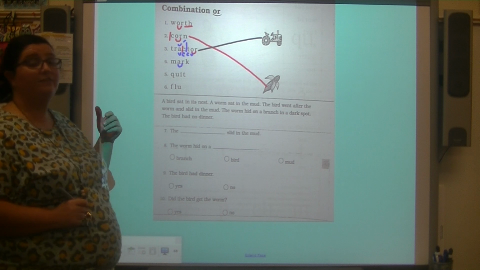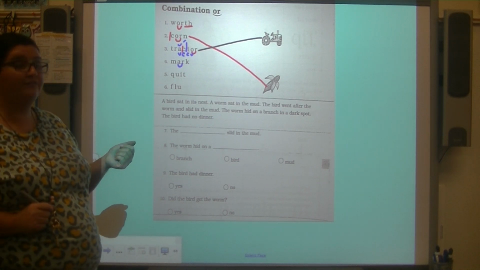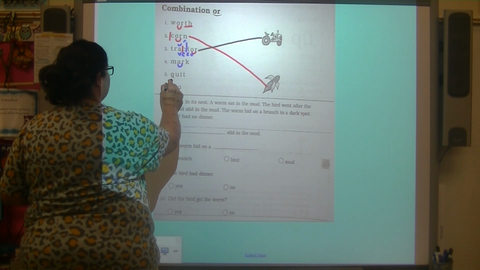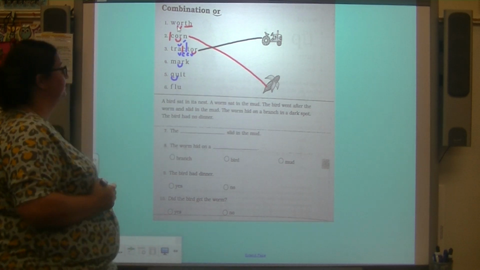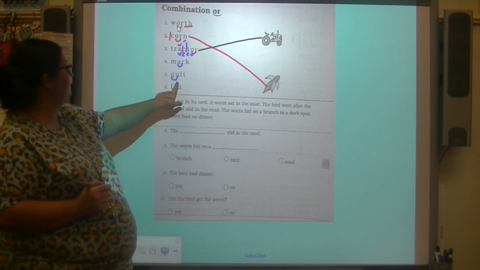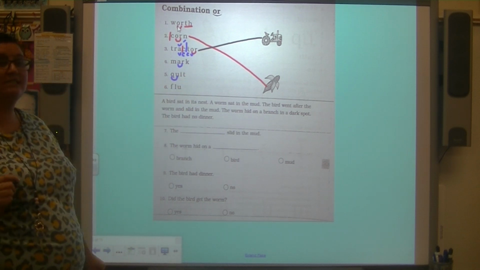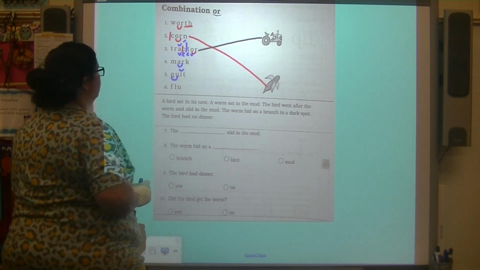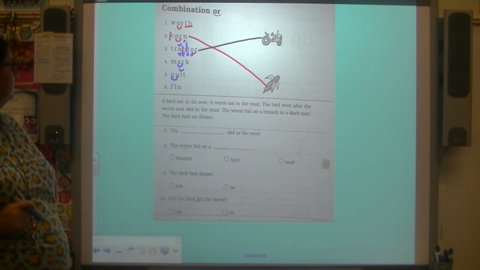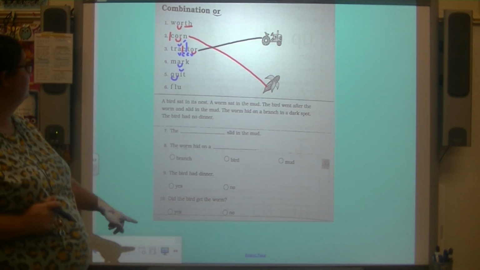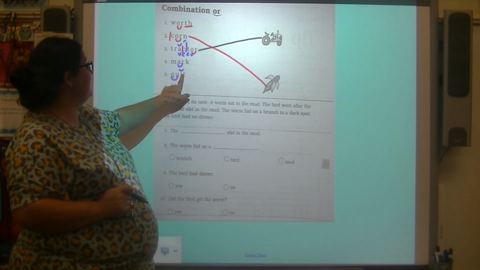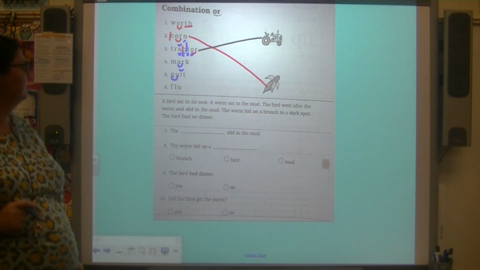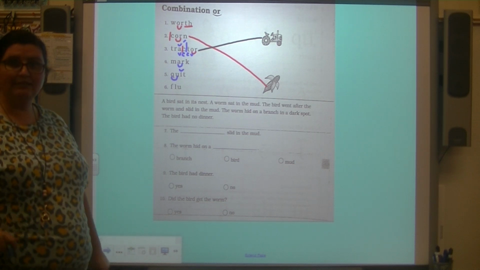Number 5. Combination or digraph. QU sticks like glue. It's a combination. Now we have a vowel followed by a consonant is short. We can sound it out. Quit. What word? Quit. Please quit and leave me alone. Quit.